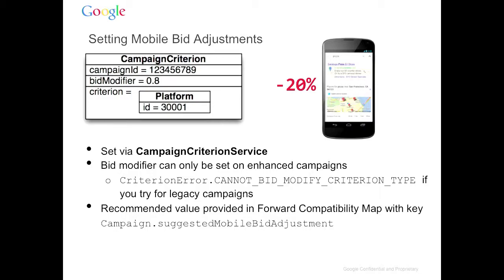Now, what is new? This one is legitimately new. This is not like the ad schedule one that's been around for a while. If you try to set the bid modifier and platform of high-end mobile together, or any other type of platform with a bid modifier, the API will throw a criterion error: cannot bid modify criterion type. So this only works on enhanced campaigns.